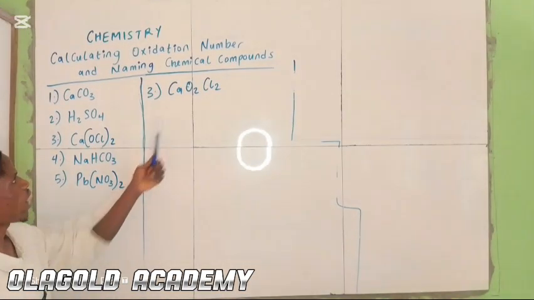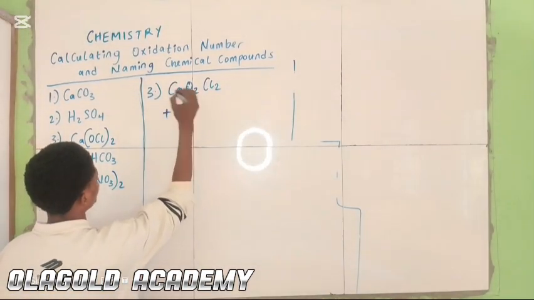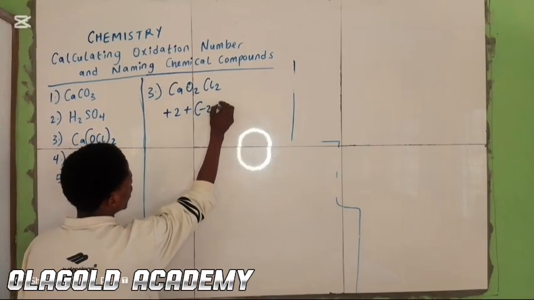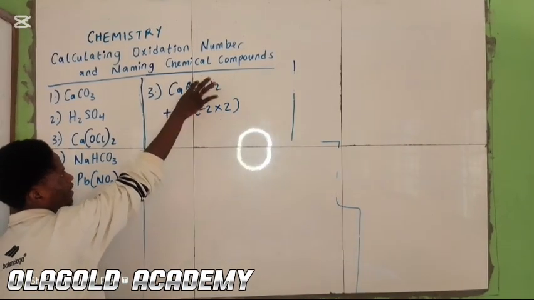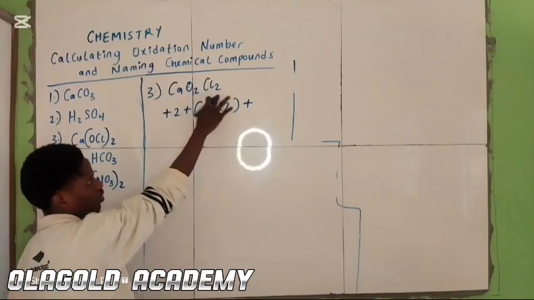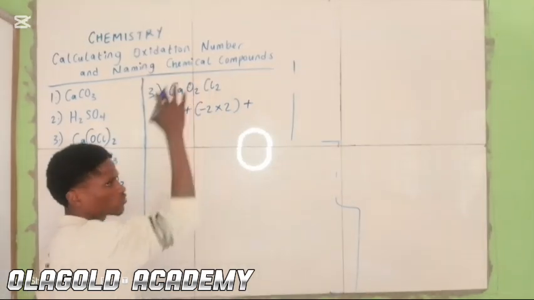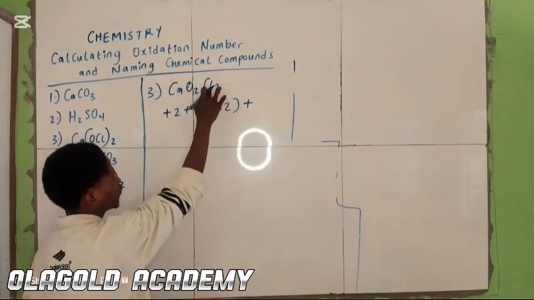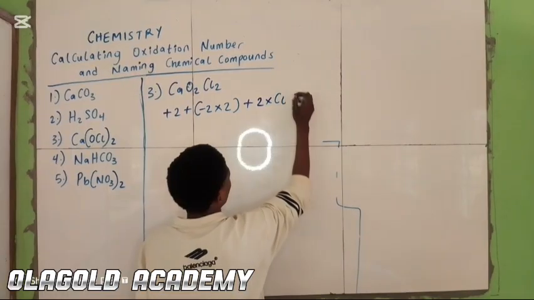Is that clear now? So calcium is +2. I'm going to have +2 plus oxygen is -2, and I have 2 atoms, so -2 multiplied by 2. Plus, remember, Cl is being oxidized. I won't write the oxidation number. I could have written -1, but I'm not going to, because chlorine is being oxidized. But remember, we have 2 atoms of chlorine here, so it becomes 2 times Cl. Everything equal to 0.